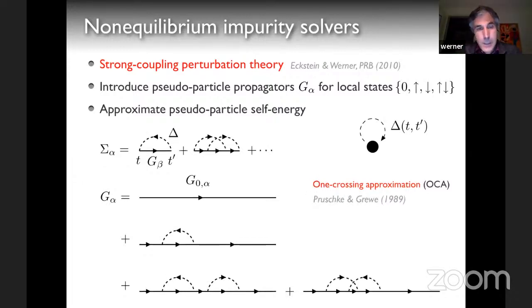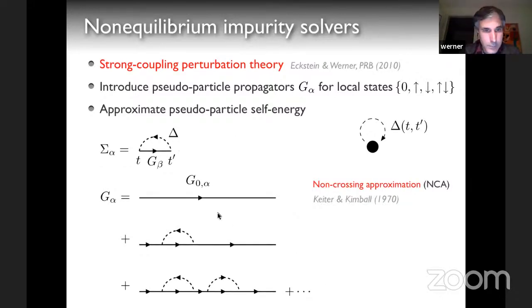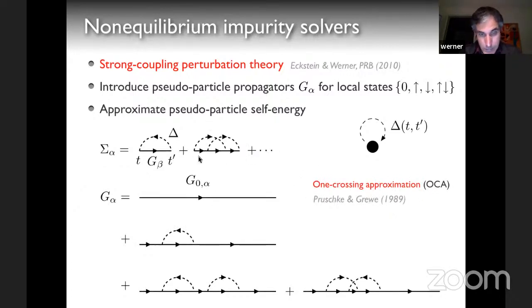If we add a second order diagram of this type to the self energy, we can then generate all the contributions from the hybridization expansion, which involve at most one crossing. And that's why this simple approximation is called the non-crossing approximation. This next order approximation is called the one-crossing approximation. But we can, in principle, also go to second order, to the third order in the hybridization and so forth.